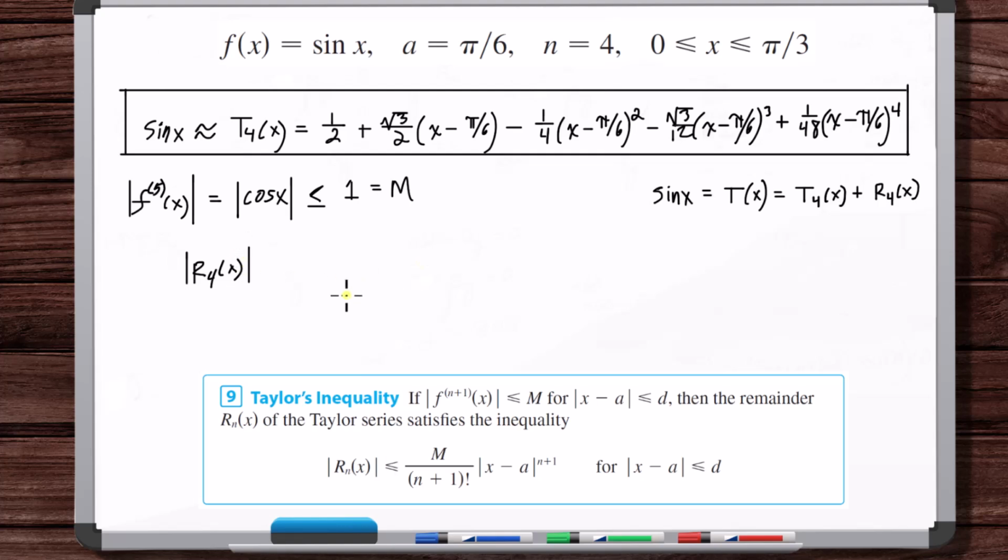We want a ceiling for it. We can't get the exact value with Taylor's inequality, or else we would know the actual function, and this would all be pointless, right? So, n+1 is 5, so 5 factorial, and then we know it's x minus pi over 6 to the n+1, which is 5. And this is actually for all x. The interval doesn't even matter. So, 5 factorial is 120.